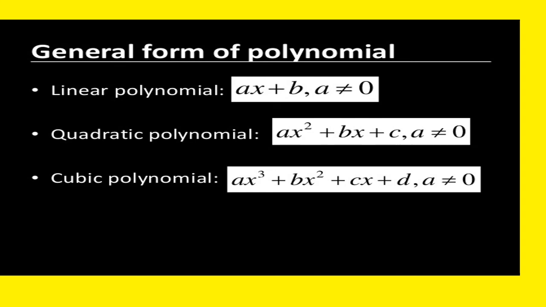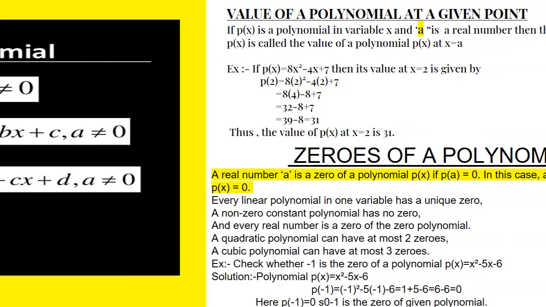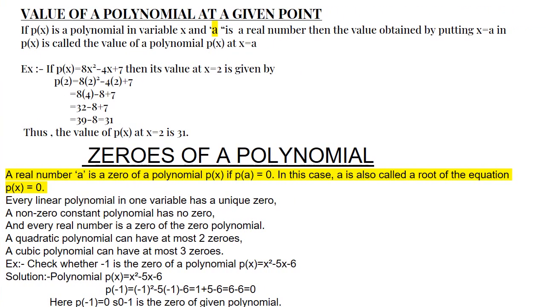Now ax cube plus bx square plus cx plus d is a polynomial. In this polynomial the highest degree is 3. So if the polynomial has highest degree 3, we can say this is a cubic polynomial. So the general form of a cubic polynomial is ax cube plus bx square plus cx plus d. Value of a polynomial at a given point.